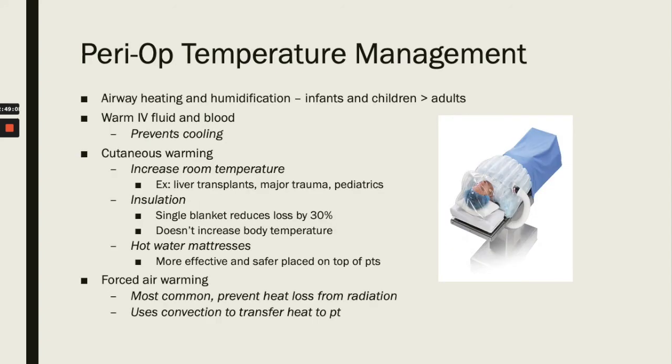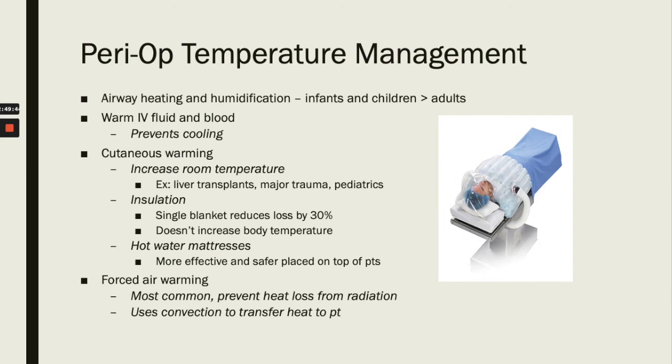So airway heating and humidification, we normally do that, and it works better in infants and children over adults. But I mean, we can warm, we can use humidifiers and warm our gases and air and oxygen as it's going in through breathing circuits. But it really works better in infants and children.